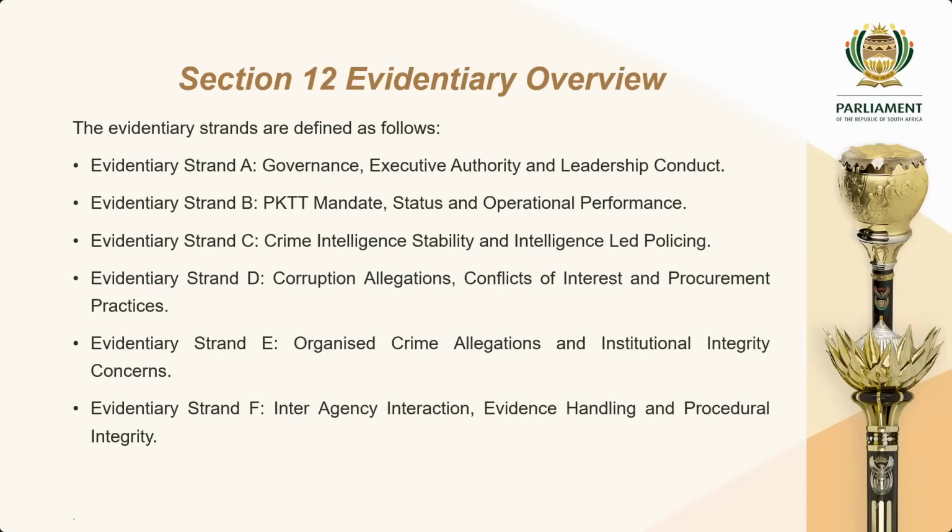Next slide. So just to quickly go through the evidentiary strands. Evidentiary strand A addresses governance, executive authority, and leadership conduct. Strand B looks at the PKTT's mandate, its status and operational performance. Strand C addresses crime intelligence, stability, and intelligence-led policing. Strand D looks at corruption allegations, conflicts of interest, and procurement practices. Strand E, organized crime allegations and institutional integrity concerns. And Strand F is your interagency interaction, evidence handling, and procedural integrity.